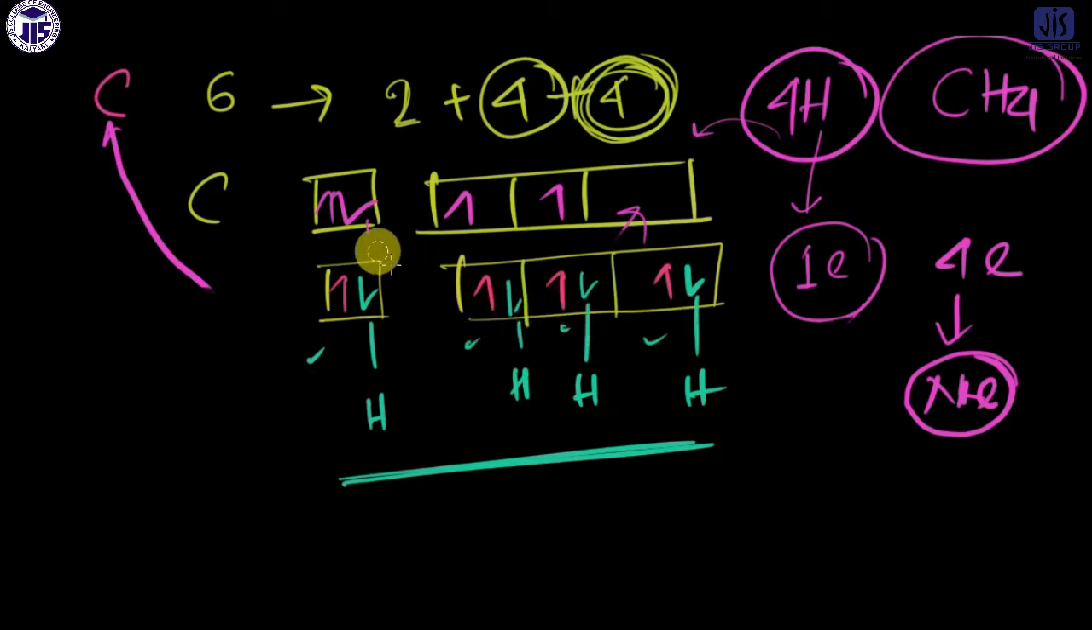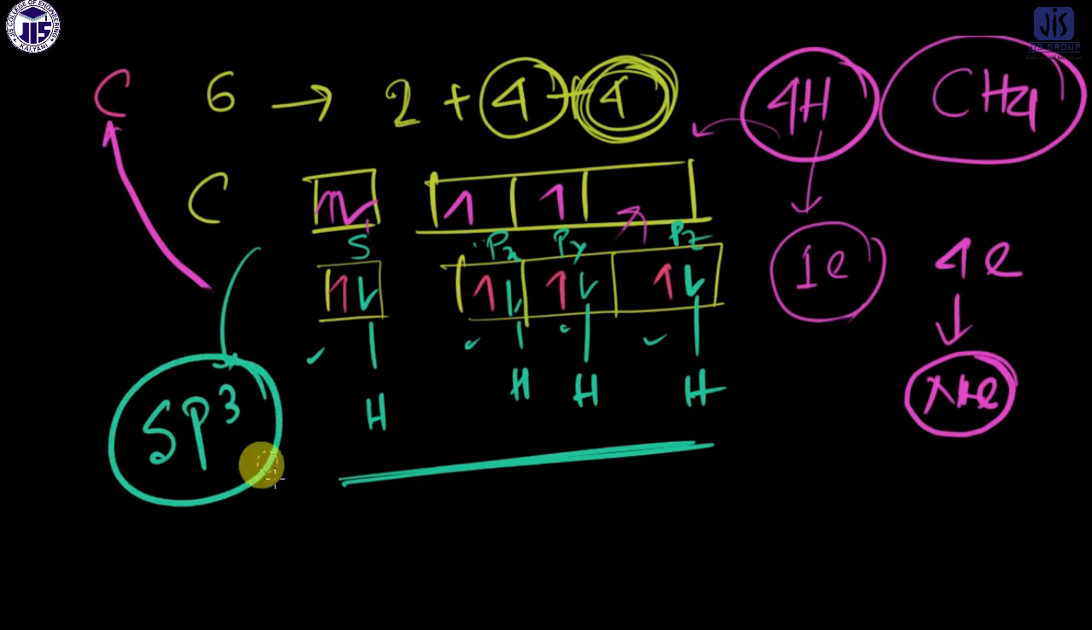And what is the hybridization? Look here, the contribution of the orbitals. Here it is the s, 1s, and it is the p, suppose px, py, pz. So there are 3 p orbitals, so hybridization will be sp3. And you have to keep in mind the geometry of the sp3. It will be tetrahedral.